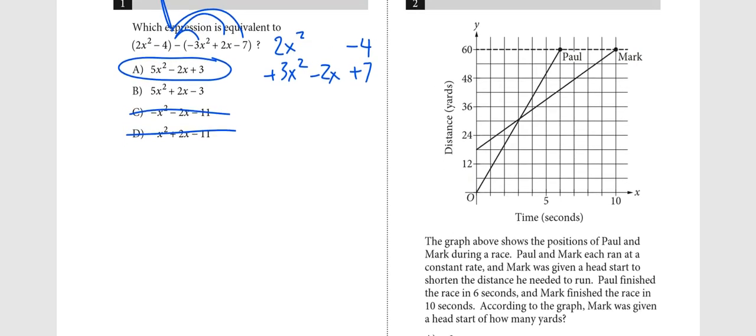graph above shows the positions of Paul and Mark during the race. Paul and Mark each ran at a constant rate, and Mark was given a head start to shorten the distance he needed to run. Paul finished the race in 6 seconds. Okay? Mark finished the race in 10 seconds. According to the graph, Mark was given a head start of how many yards?